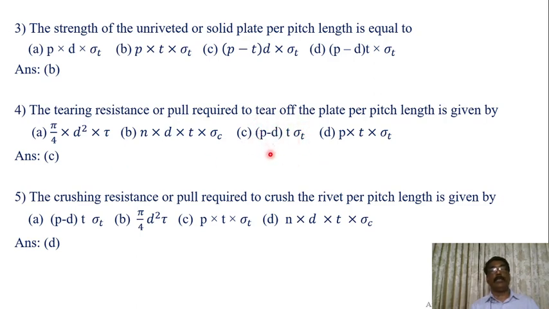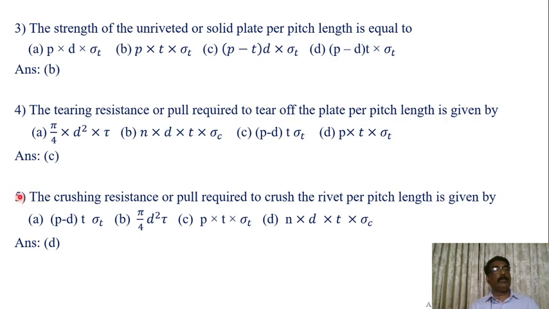So that is the tearing resistance, or the pull required to tear off across the row of rivets. It is given by this equation, where P is the pitch, D is the diameter of the rivet hole, T is the thickness of the plate, and sigma T is the tensile stress.